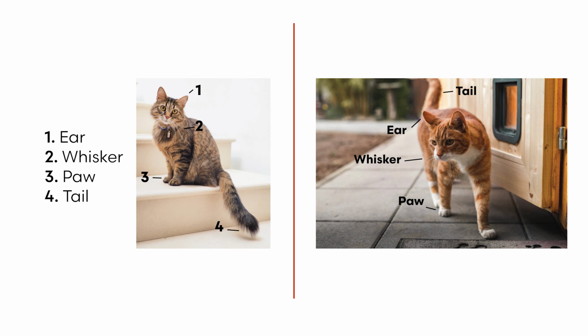By placing the descriptive labels next to what they're describing, you're making the information more accessible for readers by focusing attention on one thing at a time. Here we have the ears, whisker, paw, and tail labeled directly.